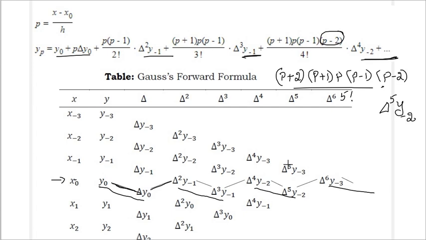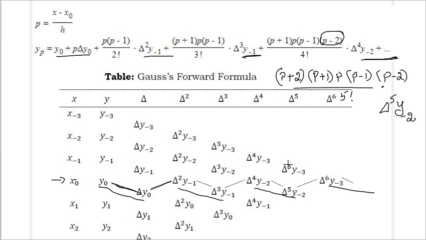Use the Gauss forward formula and try to compute e power 1.17. So how many values are given here actually? 0, 1, 2, 3, 4, 5, 6. Alright, so the maximum how many differences can we compute? Maximum we can compute 6 differences.